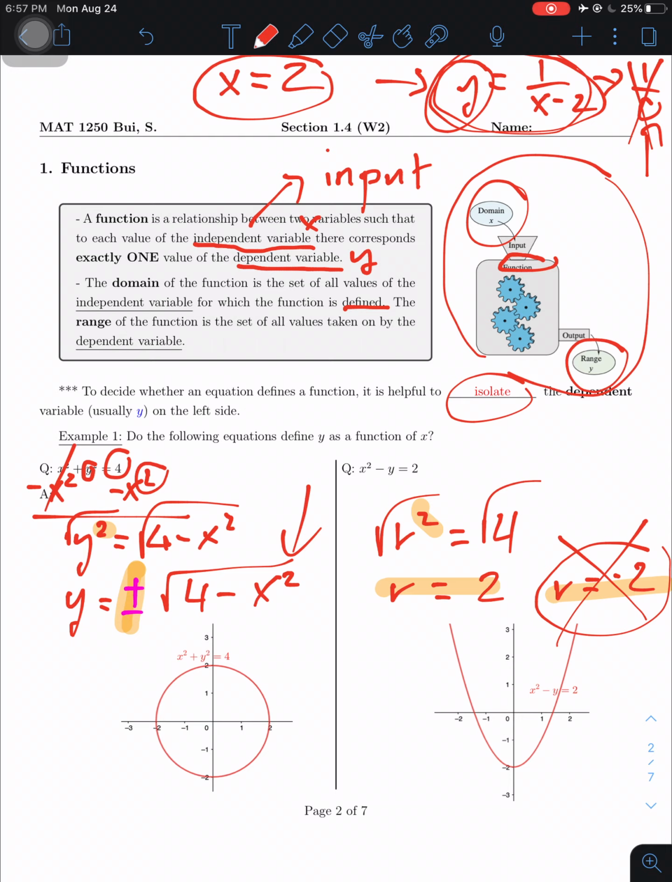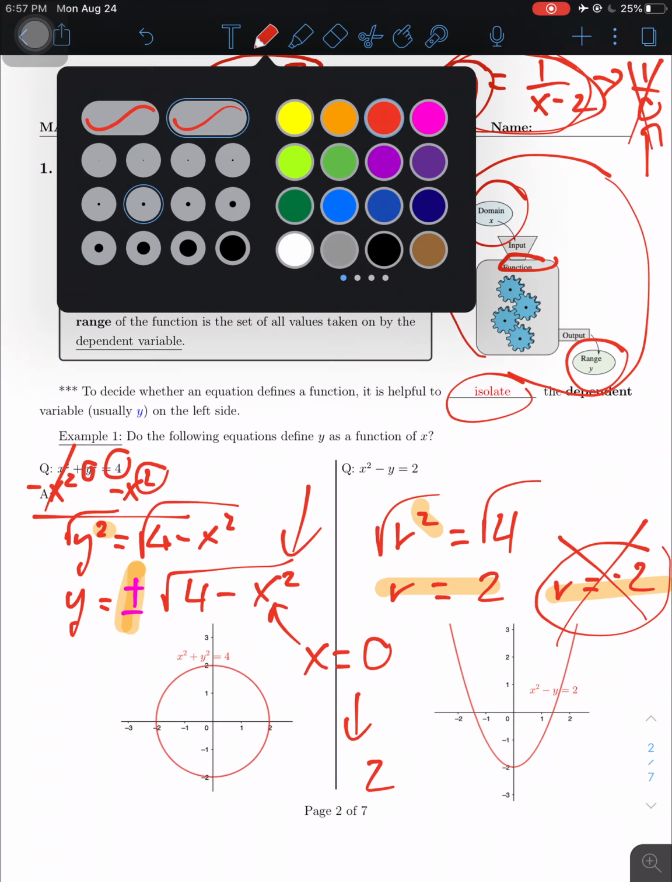Alright, next step. Let's input something for x. What do you want to use for the value for x in here? It really doesn't matter, but just to make our life easier, let me use 0 for x. In this case, if I plug in 0 for x, I'm going to get the square root of 4 minus 0, which is 4, and then the square root of 4 is 2.